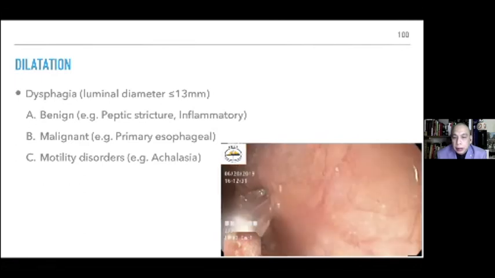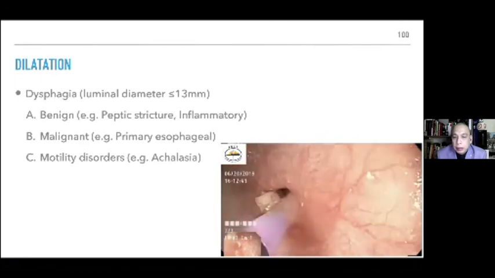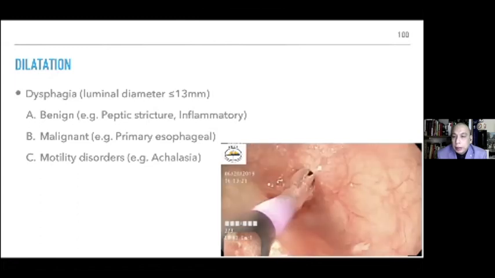So the balloon is a controlled radial expansion balloon, dilating strictures to be able to create passage.